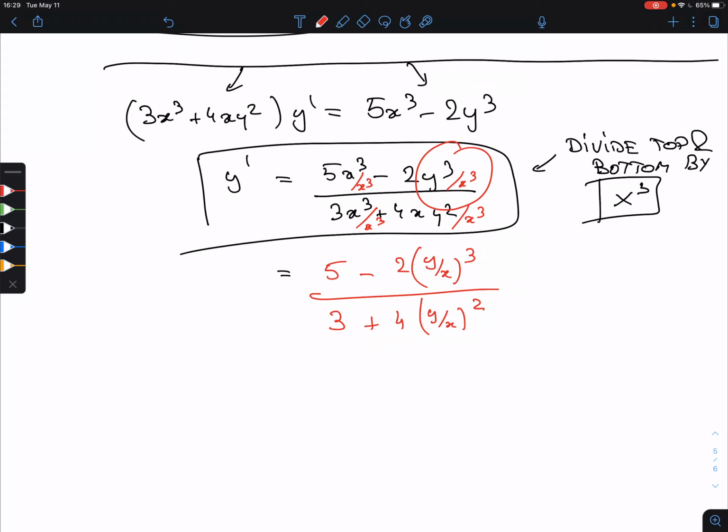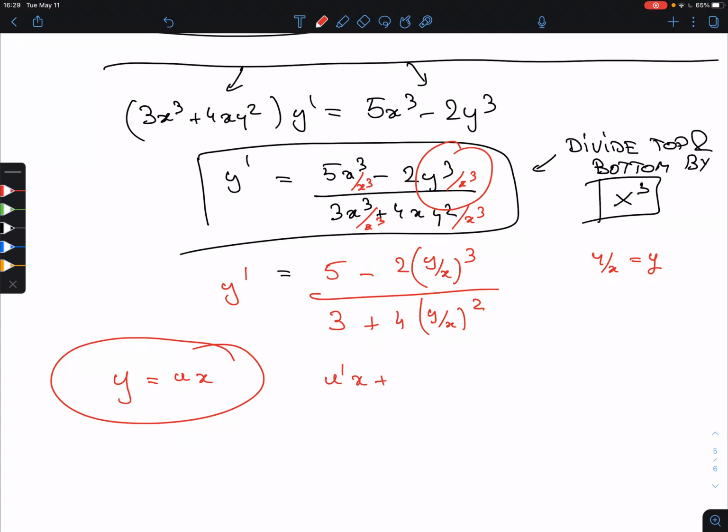And now you see that it just depends on y over x. If you want to solve this, it's going to be horrible to solve, but I'm just saying what we should do. Remember, we replace y over x by u, and so we would get on the left hand side u prime x plus u equals 5 minus u cubed over 3 plus 4u squared.